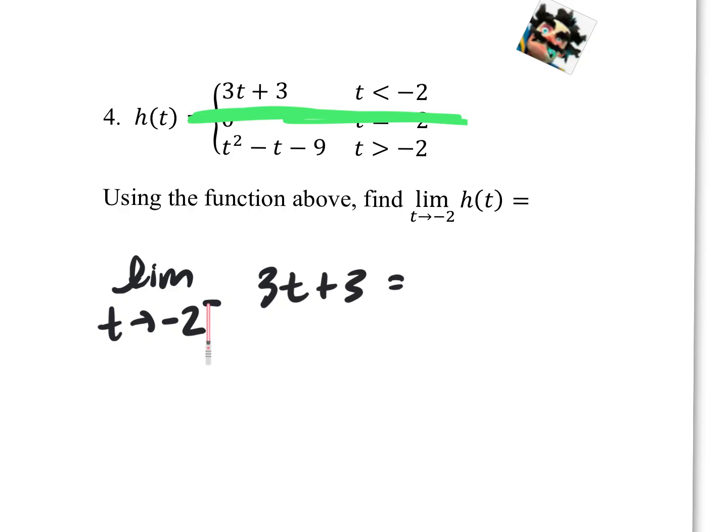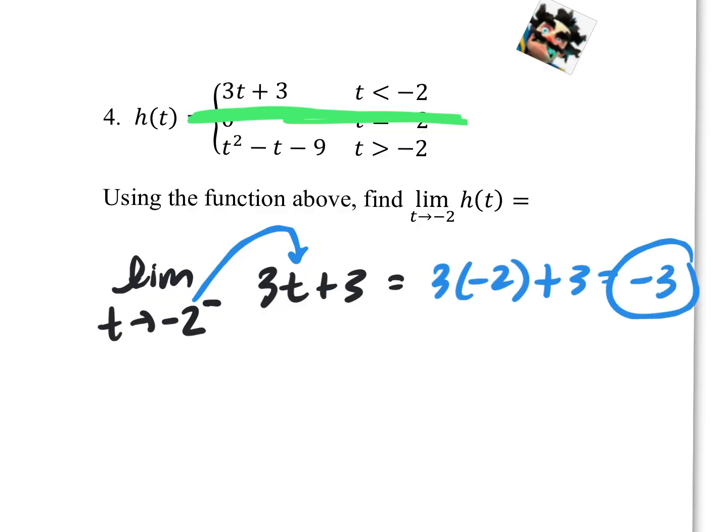Do I have to worry about the superscript when I plug it in? Nope. I'm just going to go boop. What do we get when I plug in 3 times -2 plus 3? -3. Let's evaluate this from the right-hand side. Let's see if this limit does exist. Limit as t approaches -2, then from the right side. Because if it doesn't specify, we got to do both.